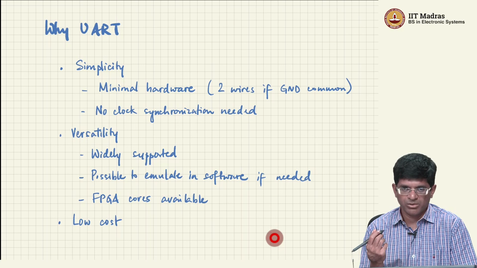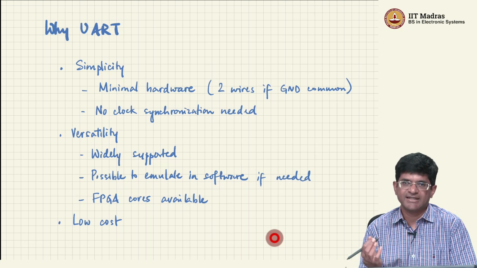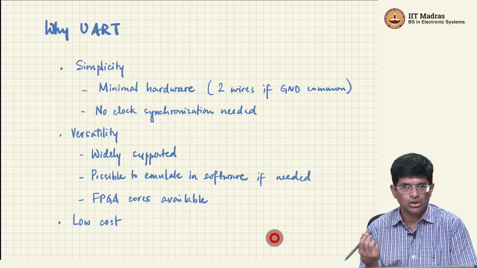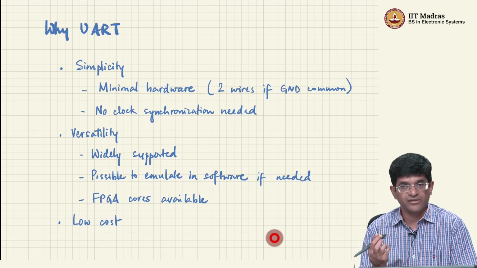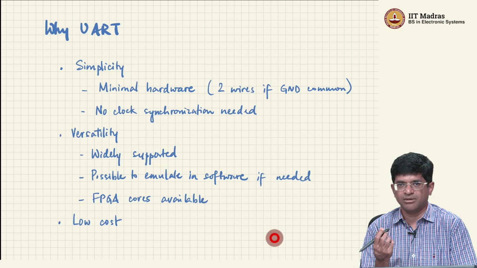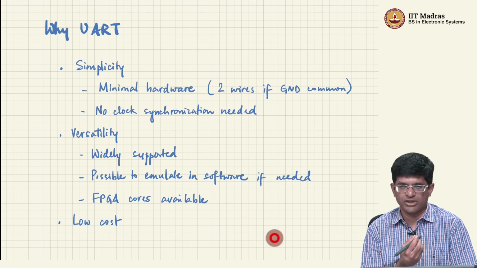So why do people use the UART in the first place? Simplicity, right. It is a minimal amount of hardware. You pretty much just need 2 wires if the ground is common, right. You need 1 wire if you are looking at simplex communication. No clock synchronization is needed. It is very versatile, very widely supported. Because of the reasonably low speeds, it can even be emulated in software if needed. And there are, for example, FPGA cores that can be used in order to directly integrate this if you are creating your own custom logic or custom digital design on an FPGA platform.